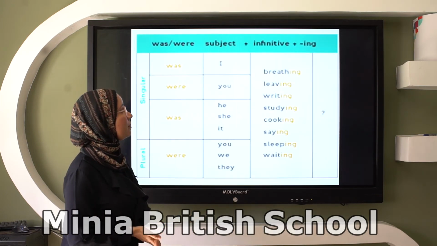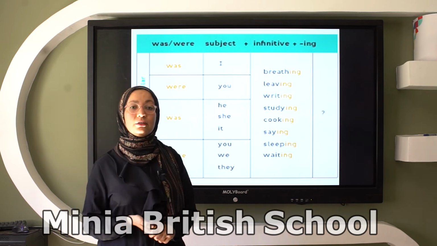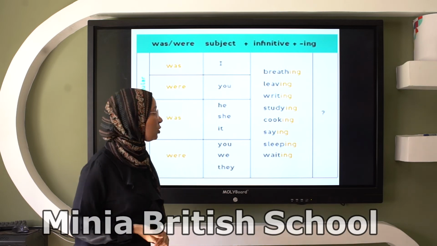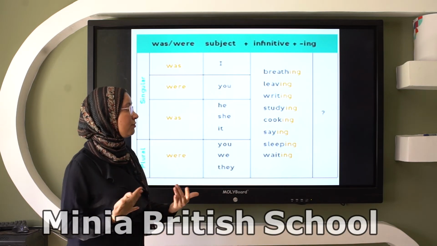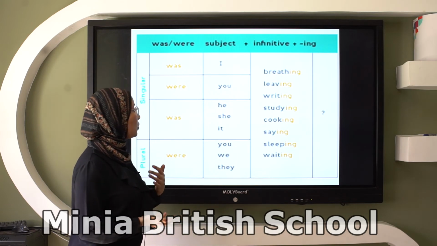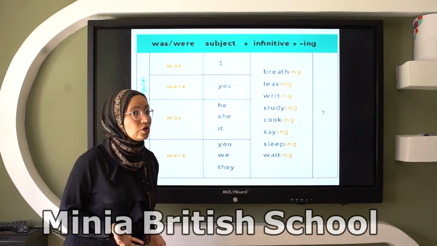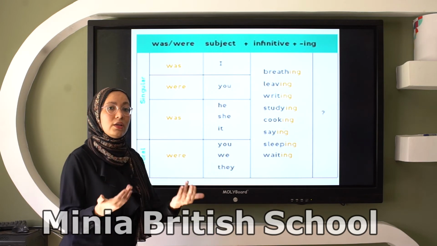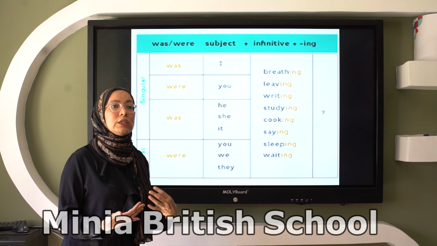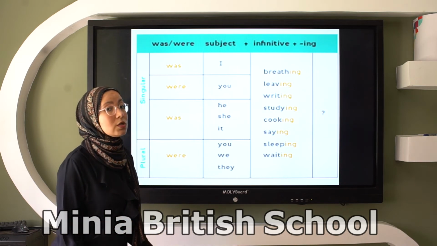And for the interrogative form, we just start using was or were. So, was I living, writing, were you studying, cooking, were they sleeping, waiting, and so on, okay? And you are going to answer with yes, they were, no, they weren't, yes, I was, no, I wasn't, yes, she was, no, she wasn't, okay?